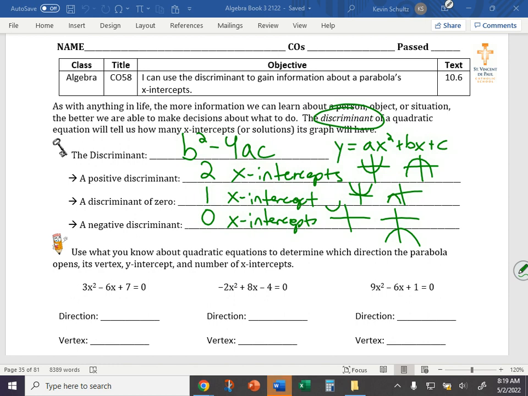Those are your only options. If you plug something into a formula, you're either going to get a positive number, 0, or a negative number. And for each of those cases, that is the result. Two x-intercepts for a positive, one x-intercept for a 0, no x-intercepts for a negative.